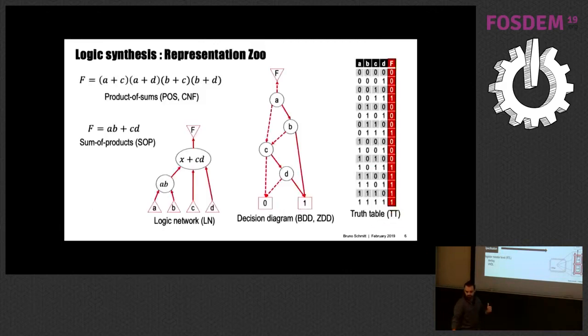To do so, we use a bunch of different ways of representing logic. So basically we take our specification, and we will use one of these ways of representing it. You have products of sums, sums of products, logic networks, decision diagrams, and truth tables. And basically in logic synthesis, what you do is start with one representation, do some optimization, go to another representation, do some more optimization, and we keep transforming until we are happy, and we do some technology mapping.